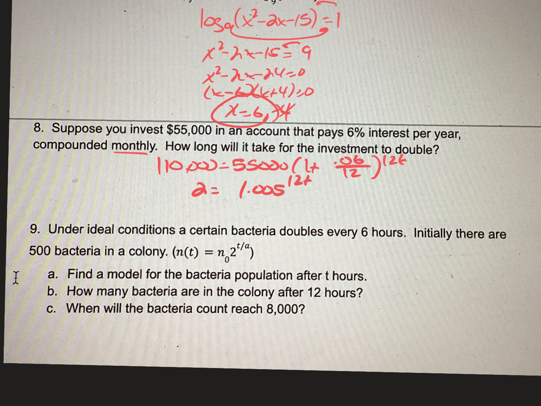I'm going to do natural log both sides. Natural log 2 equals 12t natural log 1.005. Kind of out of room here, but I'm going to divide both sides by that natural log 1.005. So on my calculator right now, I'm going natural log 2 divided by natural log 1.005. Getting an answer, then because that 12 is still there, I'm dividing that answer by 12. I'm getting 11.6 years to double that money.